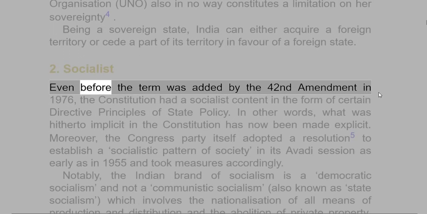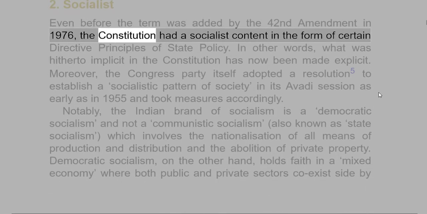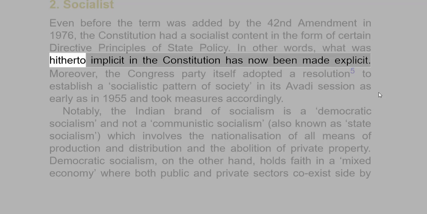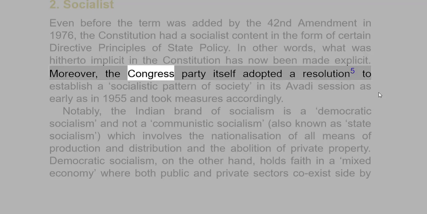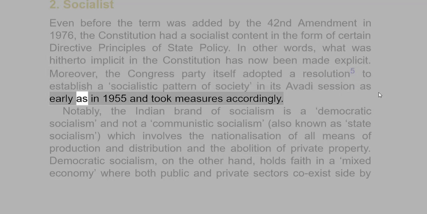Two, socialist. Even before the term was added by the 42nd Amendment in 1976, the Constitution had a socialist content in the form of certain directive principles of state policy. In other words, what was hitherto implicit in the Constitution has now been made explicit. Moreover, the Congress Party itself adopted a resolution to establish a socialistic pattern of society in its Avadi session as early as 1955 and took measures accordingly.